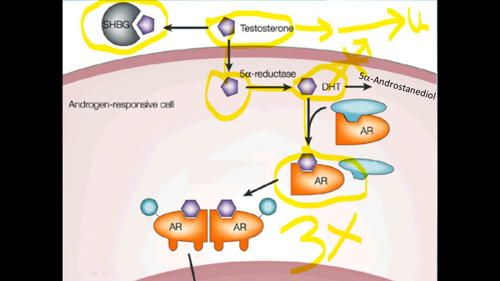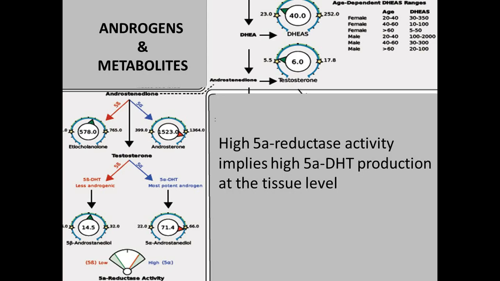That's not happening much. It gets deactivated first to androstenediol. That's what leaves the cell. Now, that's all 5-alpha reductase metabolism. Alternately, it can get metabolized by 5-beta reductase, and those metabolites are not androgenic. So what we're looking at here is androgenic alpha metabolites versus non-androgenic beta metabolites.